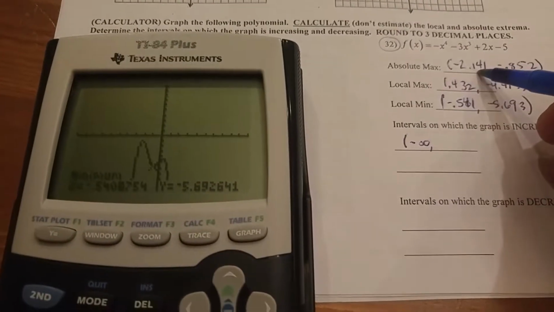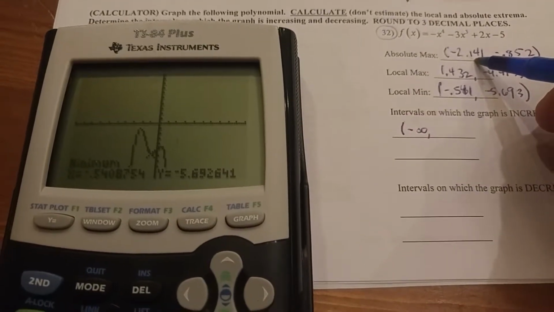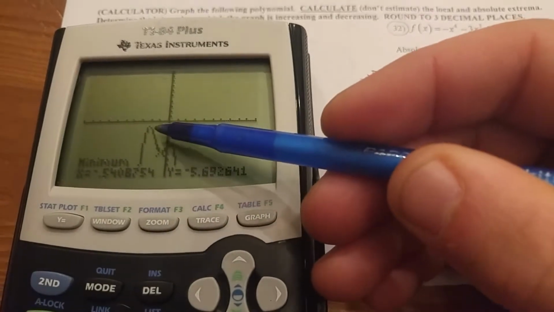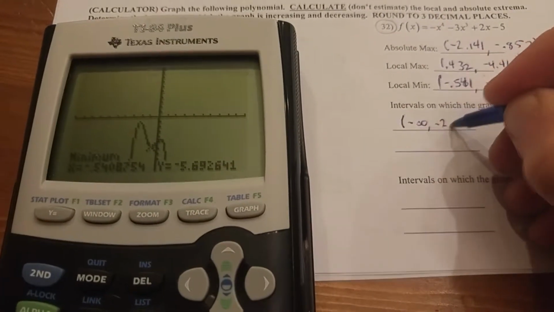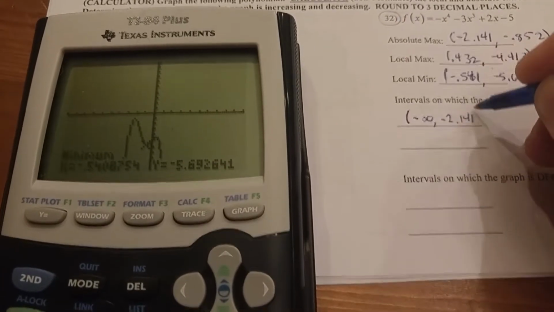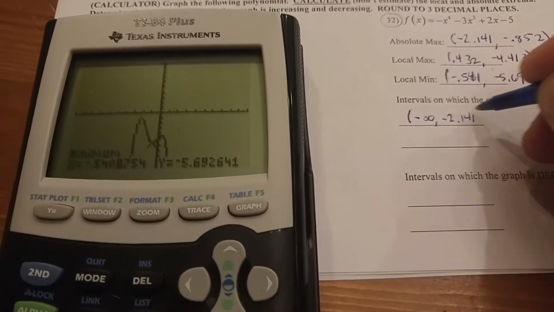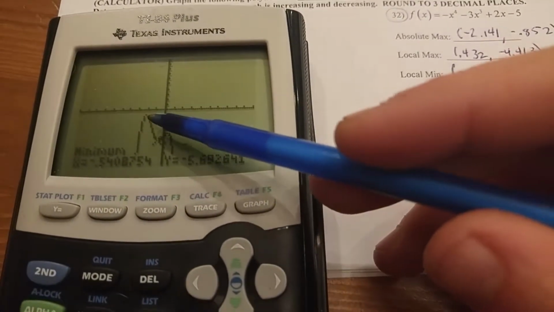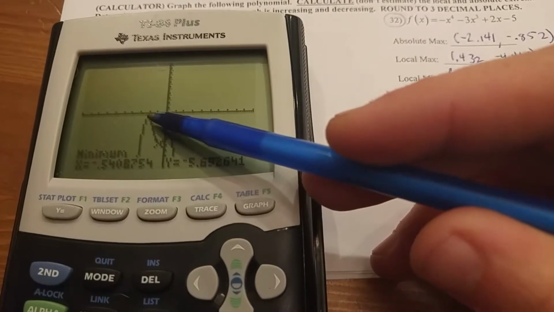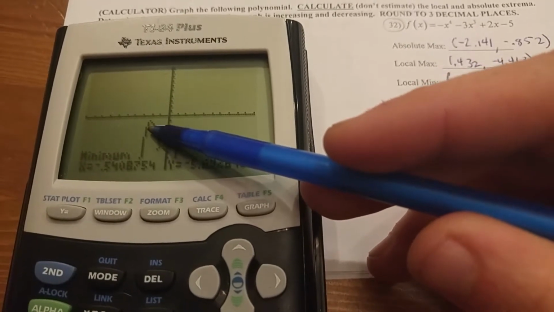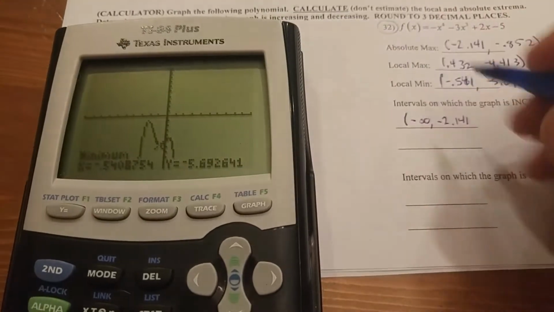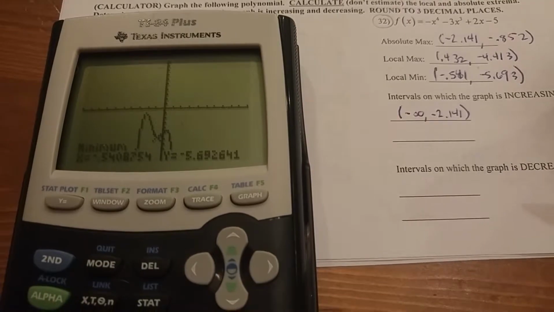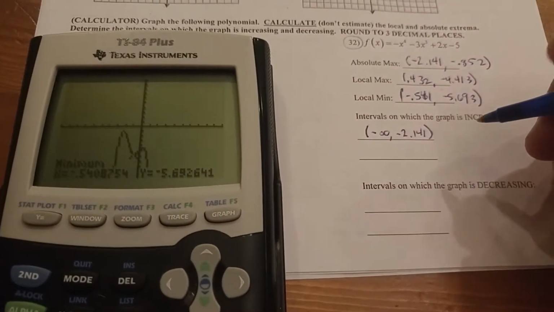And that x value of that point we have recorded as negative 2.141. So it's increasing all the way from negative infinity all the way up to that point right there, which was negative 2.141. We would normally, when we were doing range, put a bracket right here because we actually can touch that point. Though we can still touch that point, the graph is not increasing at that exact point. So it increases all the way up until the point, but not including the point. So I actually put a parentheses on this one as well. So that's kind of new for us in this unit.